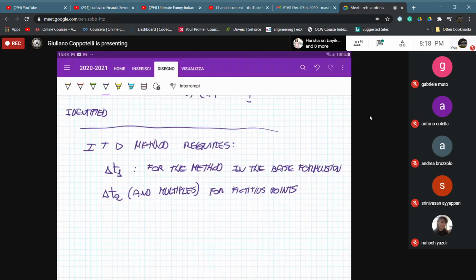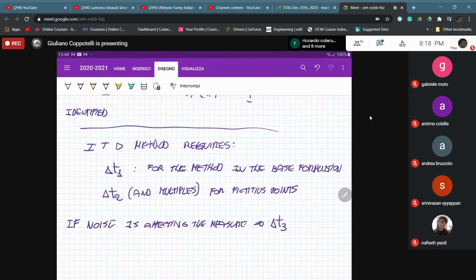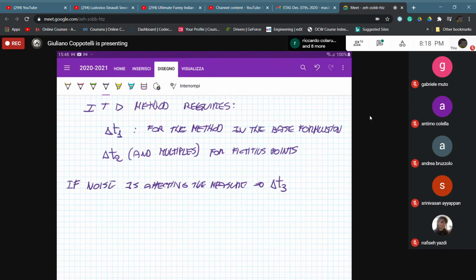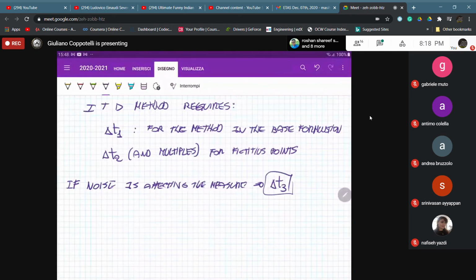Then, if noise is affecting the measure, and you are practically sure about that, then there is a delta T3, a third time shift for the noise evaluation. Okay, let me see now what's happening when we are considering this additional time shift for the noise.